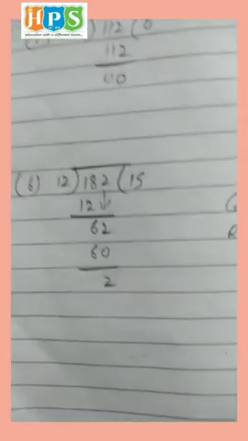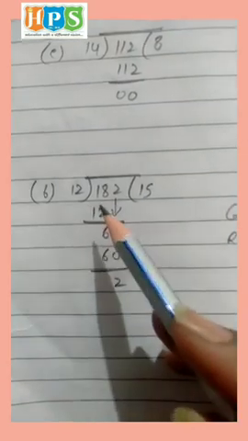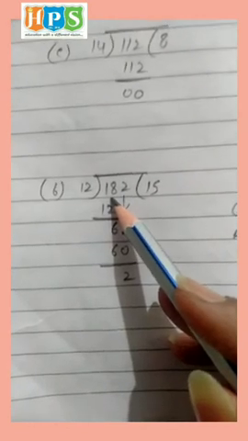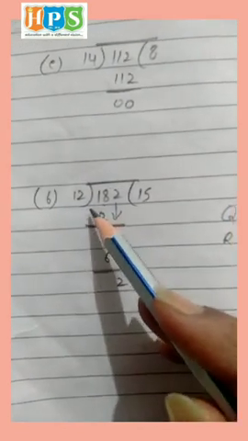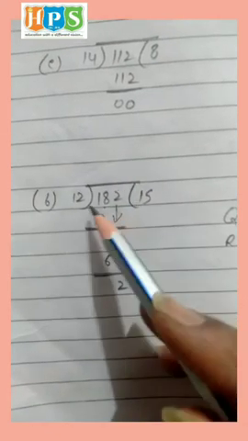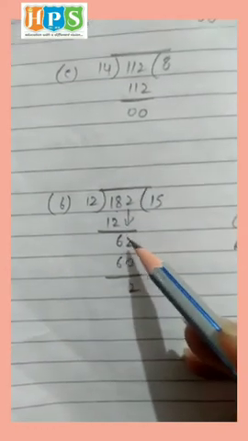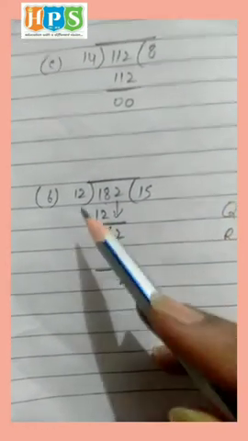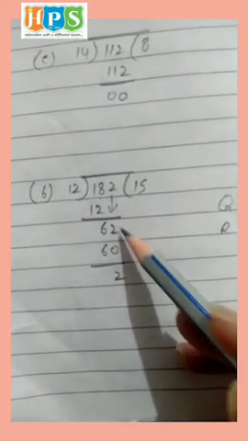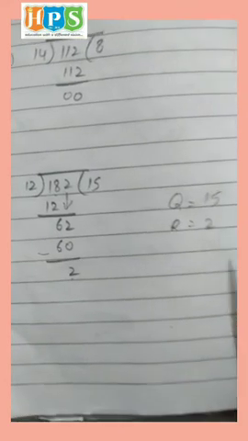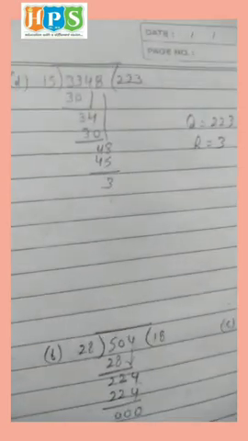B. 182 divide 12. 12 1 is 12, 12 2 is 24. 24 is larger than 18. So we divide one number, 12 ones are 12. 18 minus 12, 6, and we write the next digit to make 62. 12 5s are 60. Subtract 62 minus 62. So quotient 15 and remainder 2. 6C, D, E.